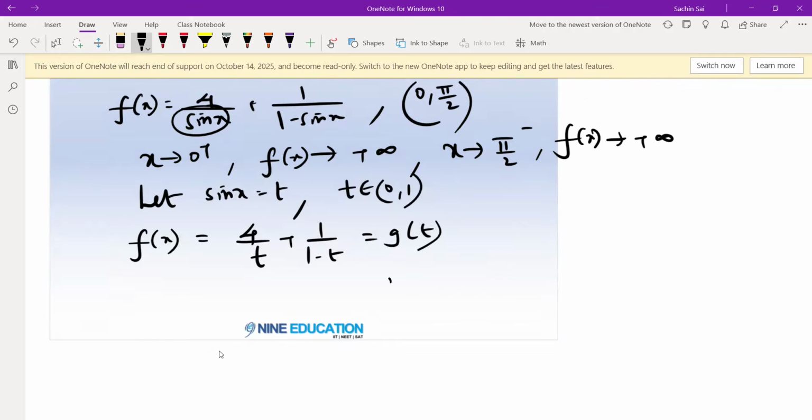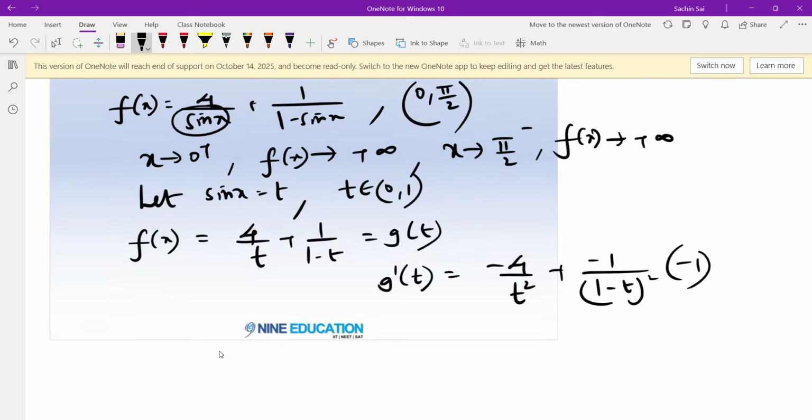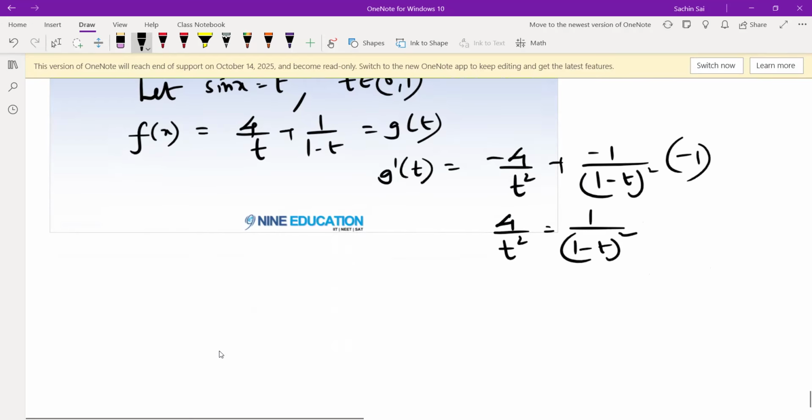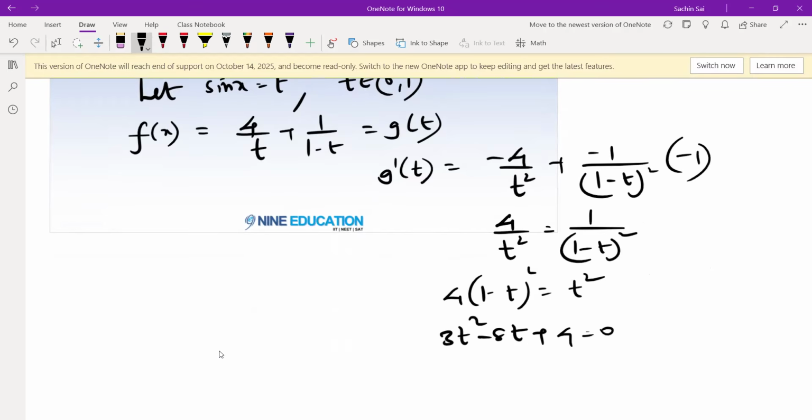So for that, you can use the derivatives. g dash of t is minus 4 by t square plus minus 1 by 1 minus t whole square times minus 1. Right? So that means 4 by t square equals 1 by 1 minus t whole square. So this I have to solve. So 4 times 1 minus t whole square equals t square, which means 3t square minus 8t plus 4 equals 0.